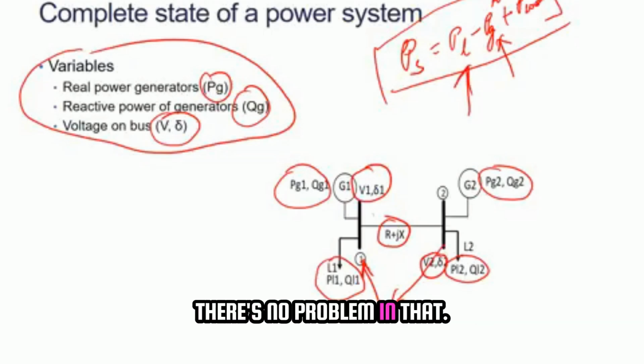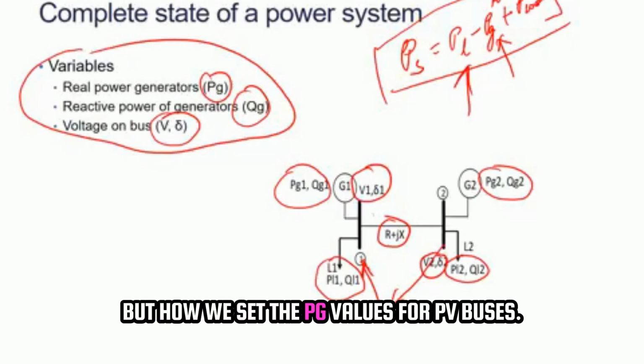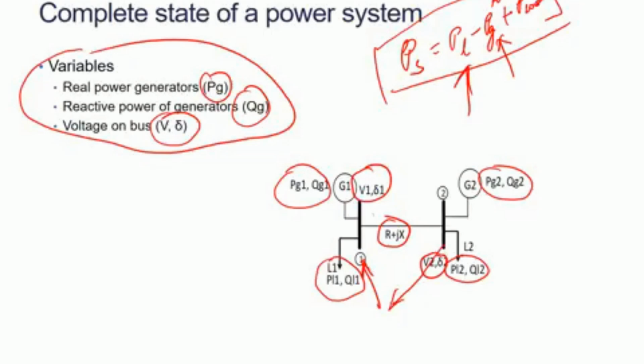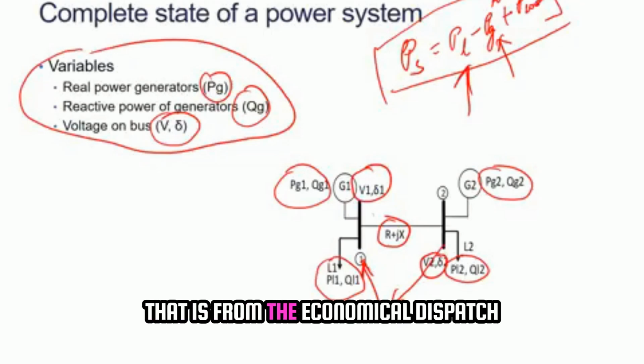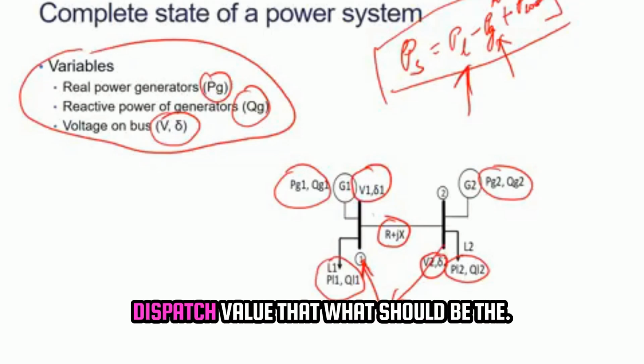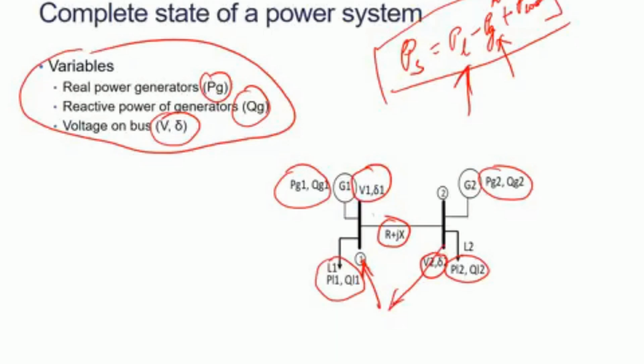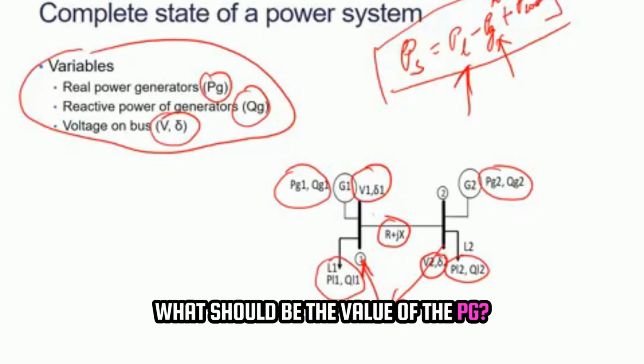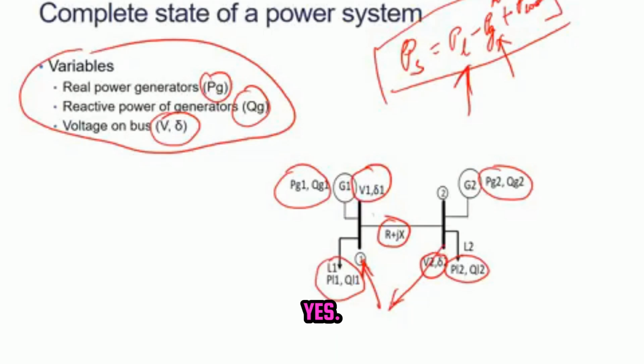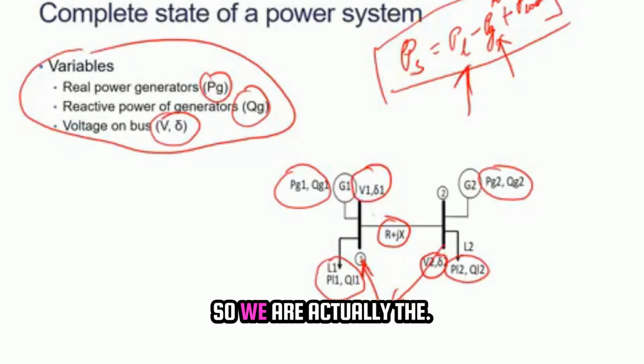I agree, there is no problem in that. But how do we set the PG values for PV buses? That is from the economic dispatch value, what should be the value of the PG. Good, yes, exactly. So the PG set points are coming from economic dispatch.